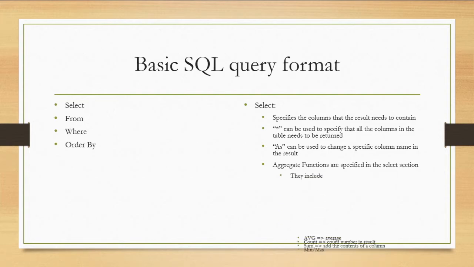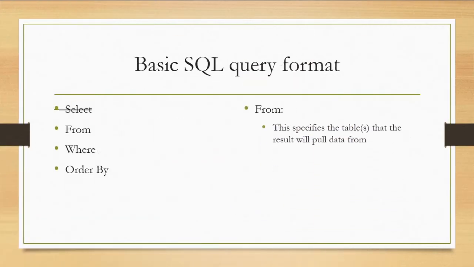Aggregate functions include AVG to calculate the average of a column, COUNT to count the number of rows in the column, SUM to add all the contents of the column, and MIN and MAX to find the maximum in a column and the minimum in a column.